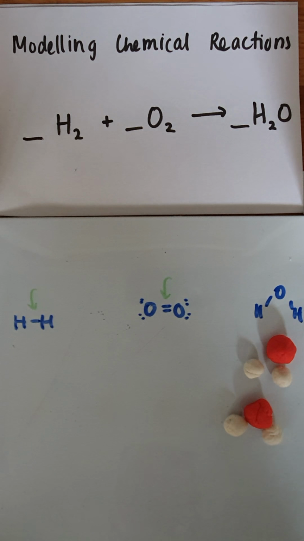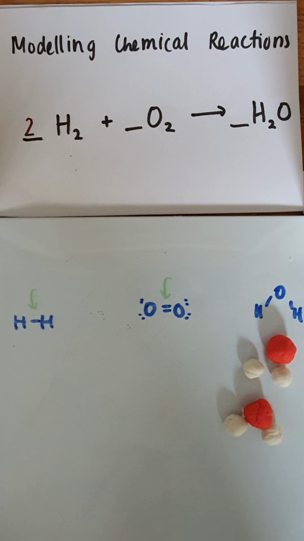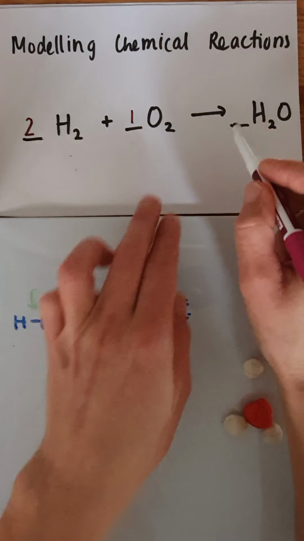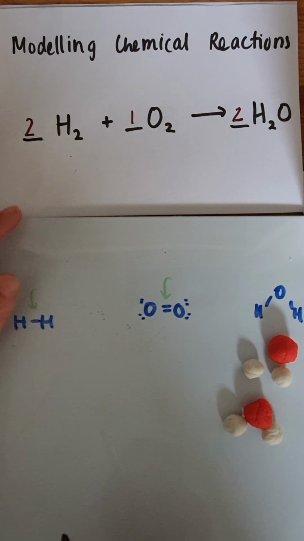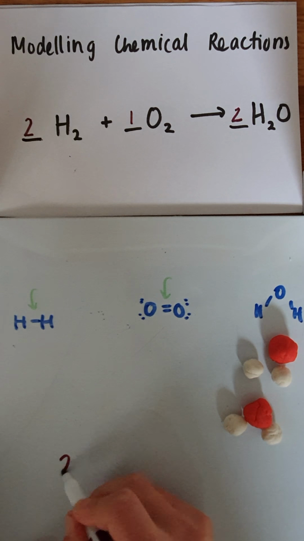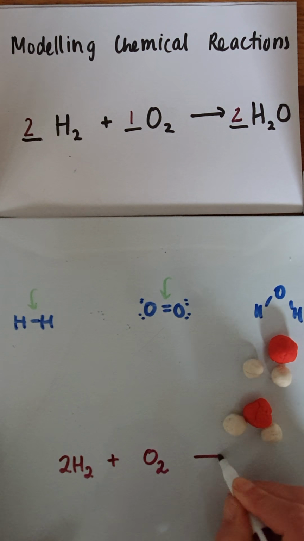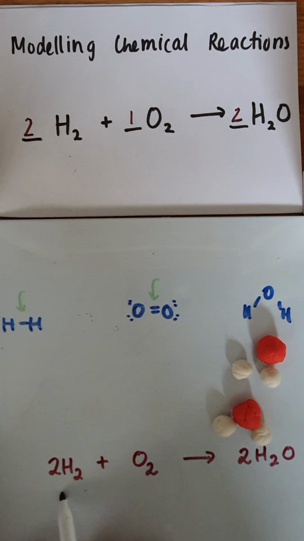Essentially, the number in front of the chemical substance is what we call the coefficient. The coefficient for hydrogen is 2, the coefficient for oxygen is 1, and the coefficient for water, the product, is 2. So how would we write that in a chemical reaction? Just like algebra, we would get rid of the 1 in front of the oxygen, and that becomes 2 hydrogen plus 1 oxygen molecule forms 2 water molecules.